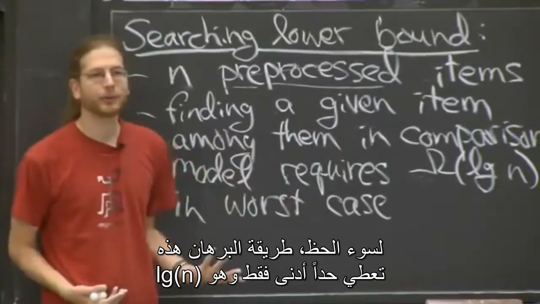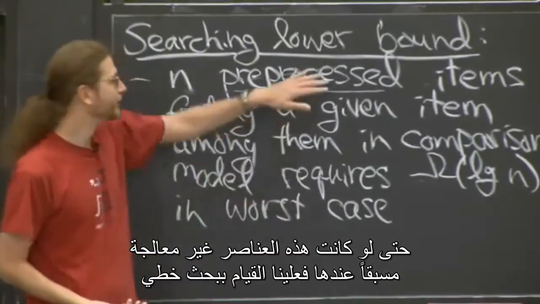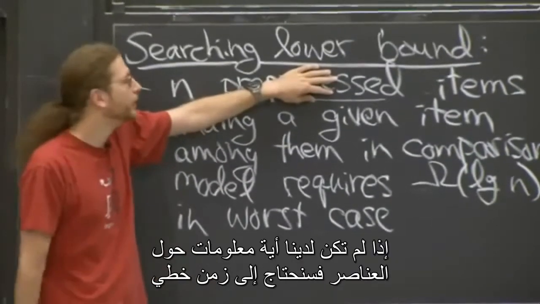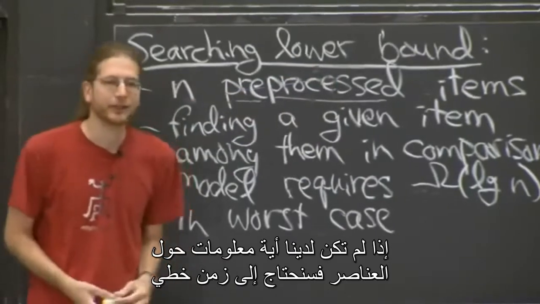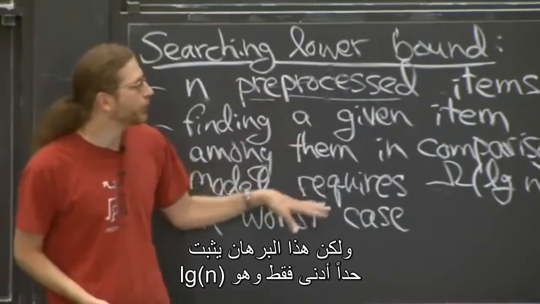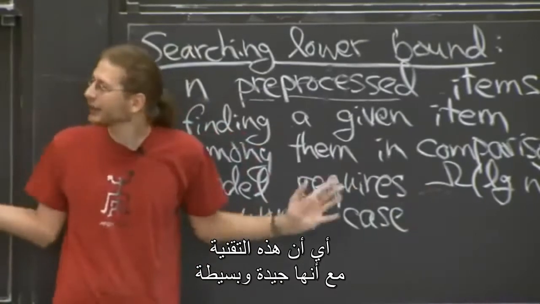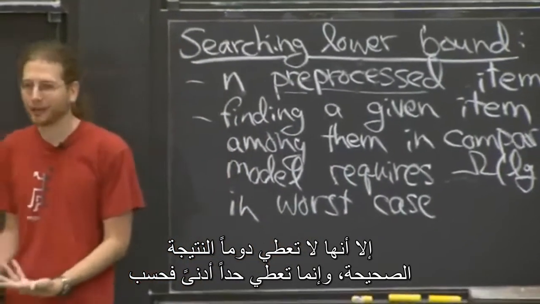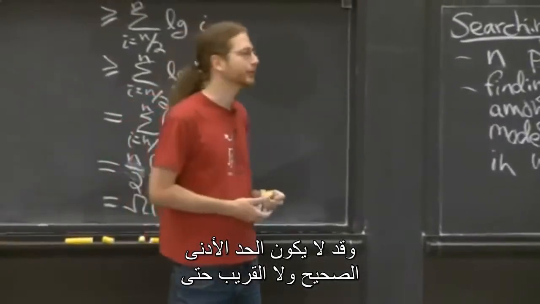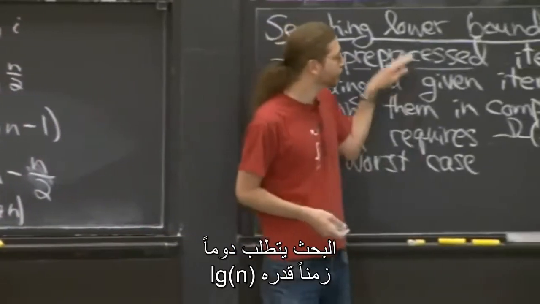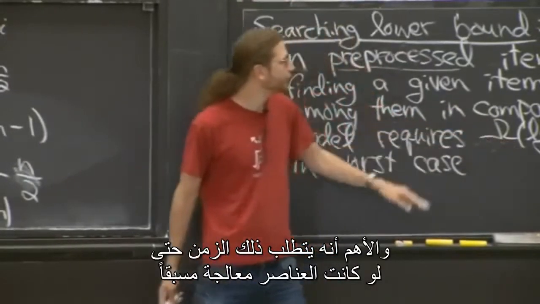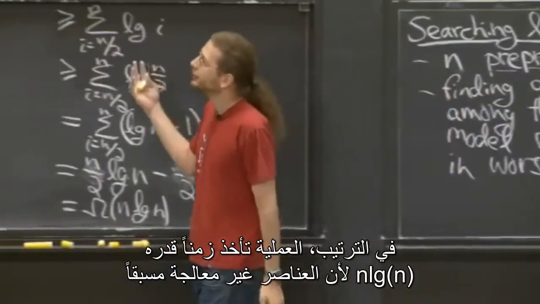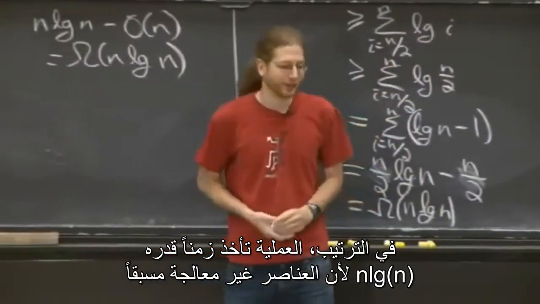Unfortunately, this proof technique will only prove a lower bound of log n. Because even if these items were not preprocessed, you have to do a linear search, basically. So if you don't know anything about the items, you need linear time. But this proof will only prove a lower bound of log n. So this technique, while cool and simple, does not always give you the right answer. It just gives you a lower bound. It may not be the right lower bound. It may not be tight. So searching always requires log n time. And what's interesting is it requires it even when you preprocess the items. Sorting, if you haven't preprocessed the items, takes n log n.